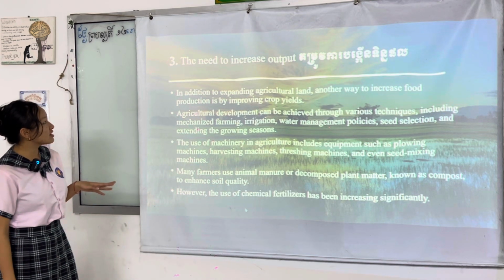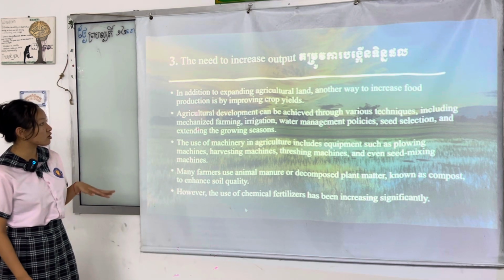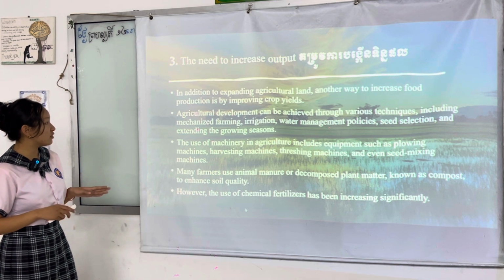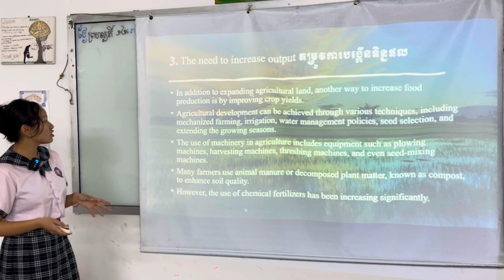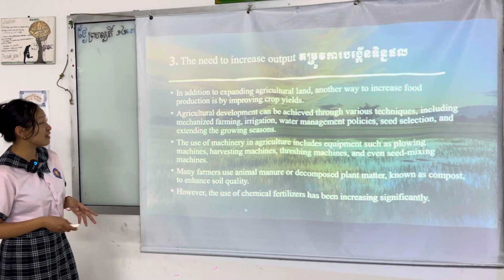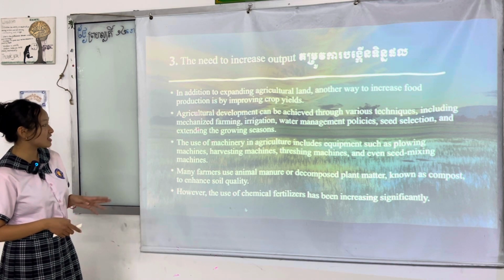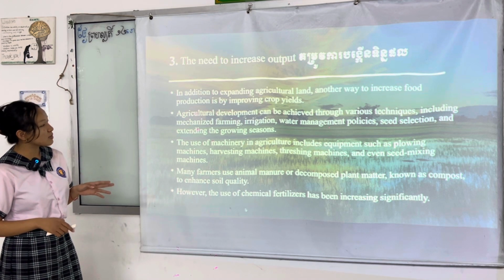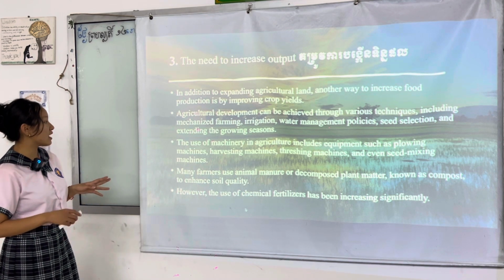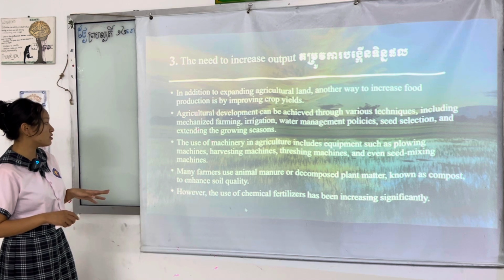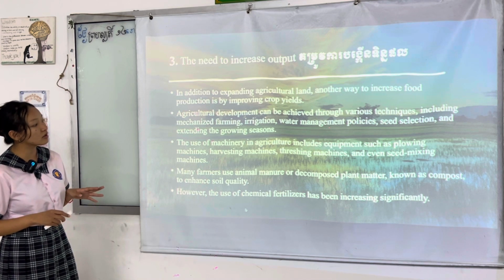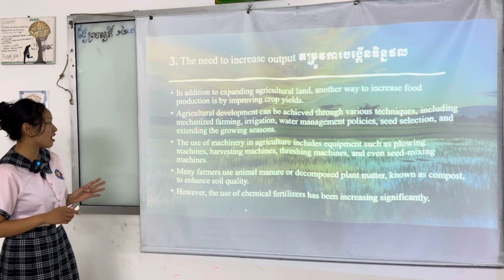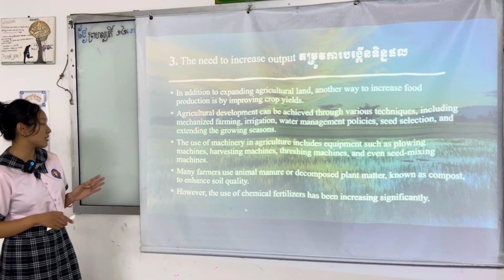3, the need to increase output. In addition to expanding agricultural land, another way to increase food production is by improving crop yields. Agricultural developments can be achieved through various techniques, including mechanized farming, irrigation, water management policies, seed selection, and extending the growing season. The use of machinery in agriculture includes equipment such as plowing machine, harvesting machine, threshing machine, and even seed mixing machine.